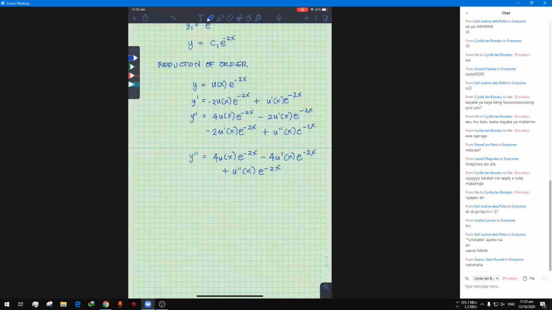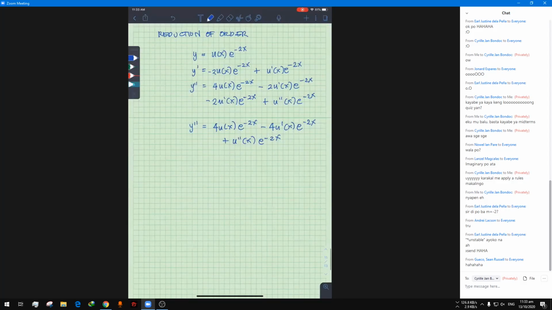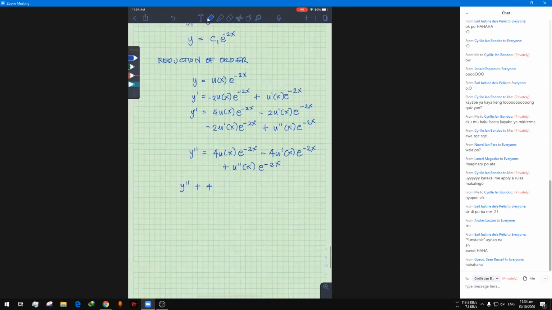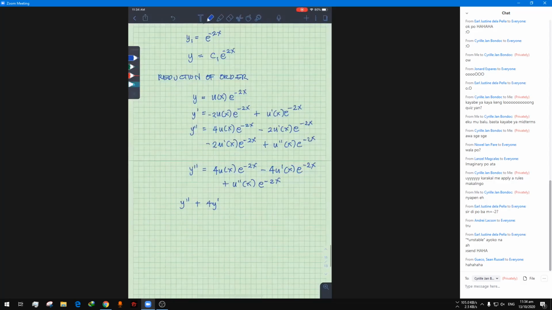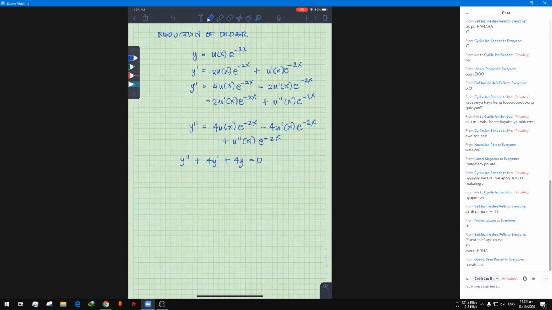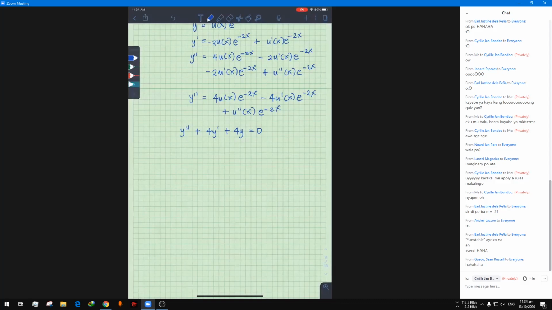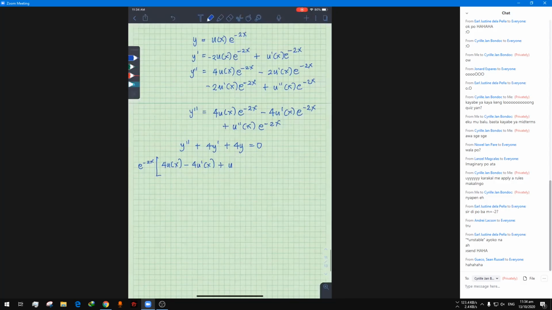So mapapansin nyo, lahat ng term merong e raised to negative 2x, no? So balikan natin yung equation natin: y double prime plus 4 y prime plus 4y is equals to 0. So ngayon, substitute lang natin yon. I-factor out ko na yung e raised to negative 2x, kasi lahat naman meron sila. So matitira would just be 4 u of x minus 4 u prime of x plus u double prime of x.